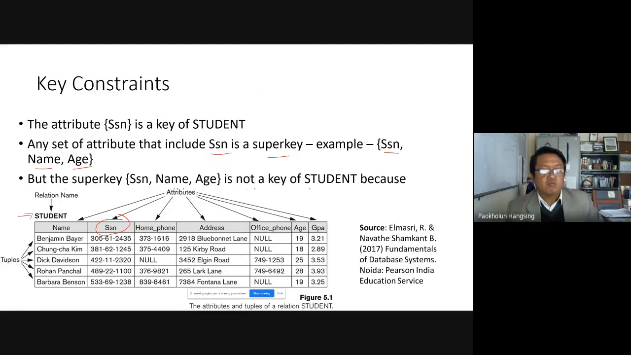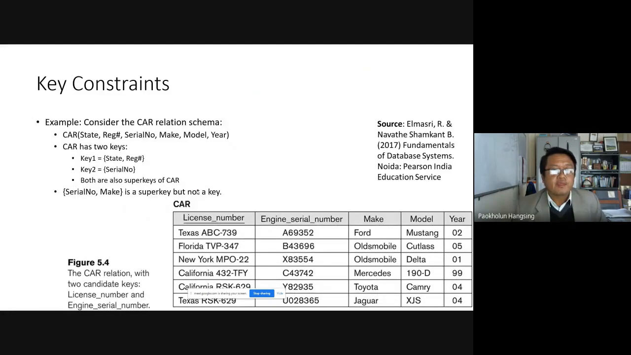But the super key, social security number and name, is not a key of the student, because when we change the value, for example, if there is a change in name or a change in age, then the same is not true anymore. So now here is another example.